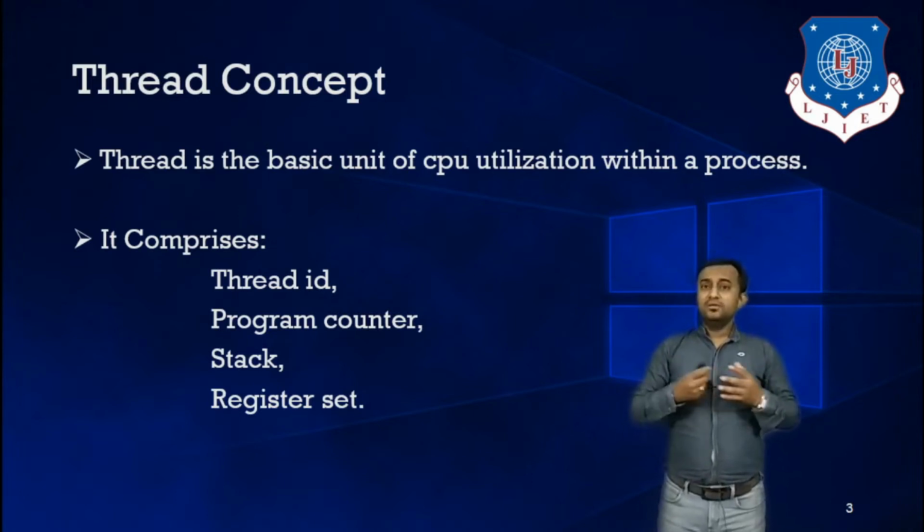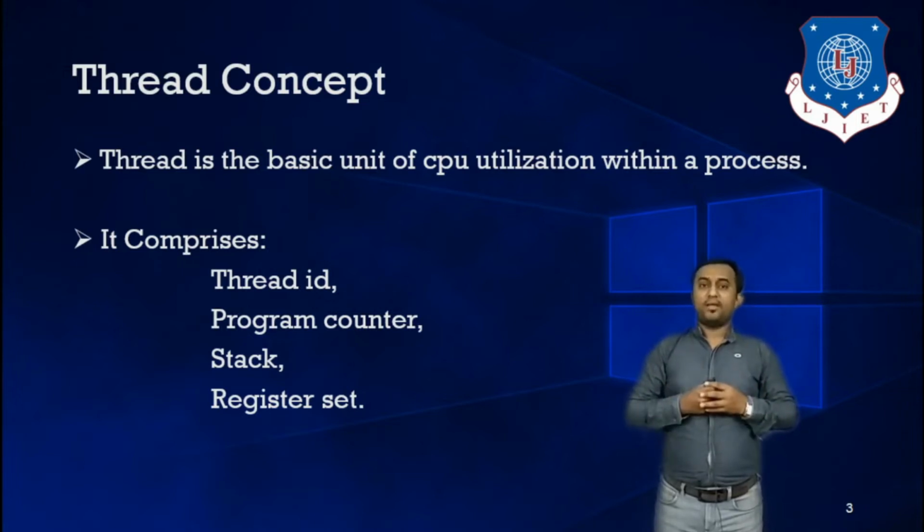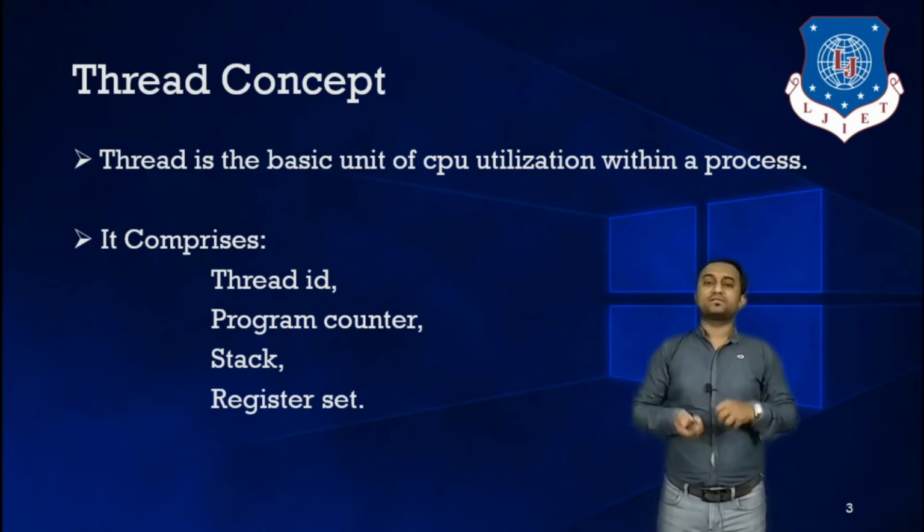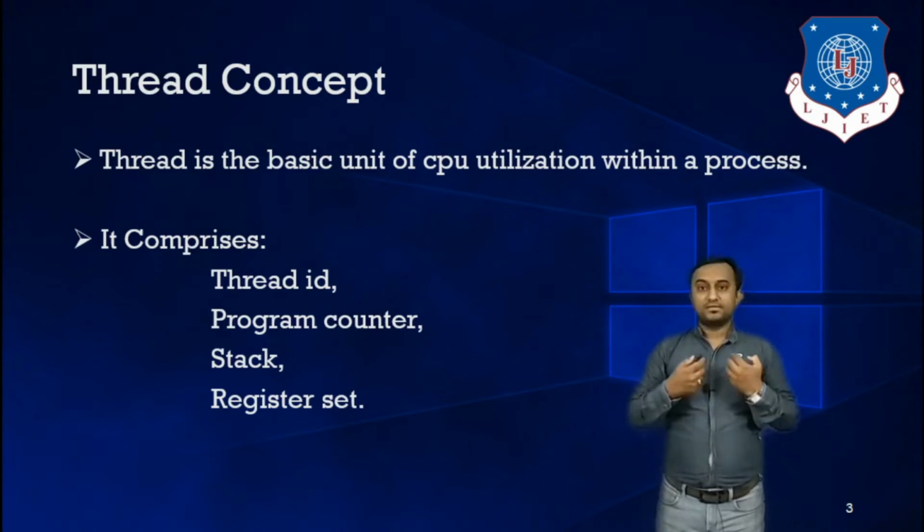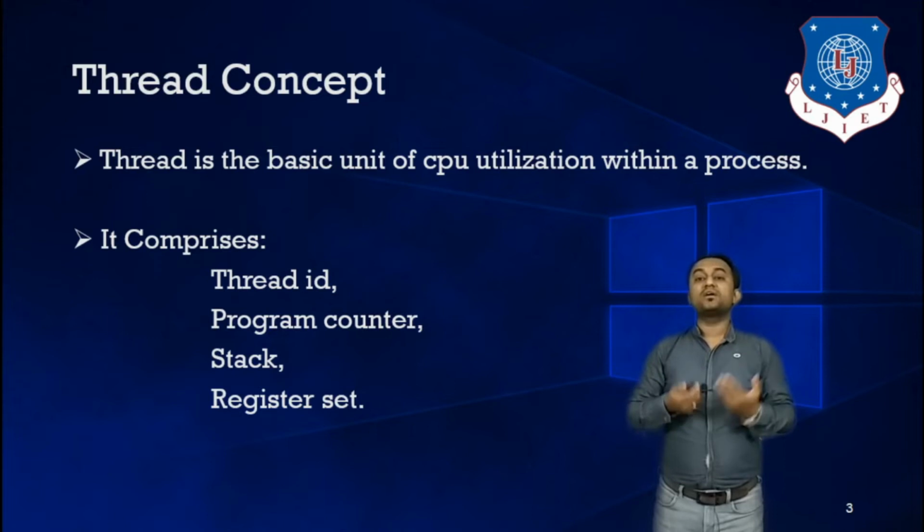Stack contains certain memory, and then the register set. There are various types of registers we have: general purpose registers, special purpose registers, index registers. General purpose registers are basically used for temporary storage. So these are the 4 different elements we have in each thread. First of all, we have discussed the definition of thread. Second, we have discussed which type of information the thread contains.